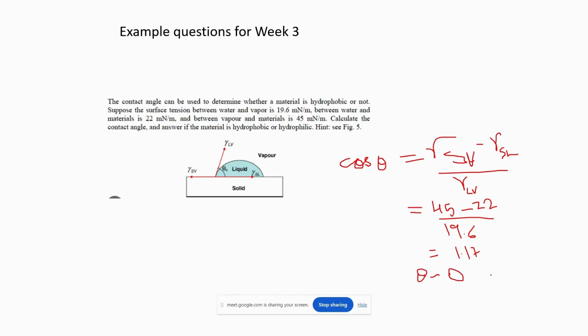Now if theta is 0, what would you say? The material is hydrophobic or hydrophilic? Okay, so the material is hydrophilic. If contact angle is less than 90°, the materials are hydrophilic. If it is more than 90°, they are hydrophobic.